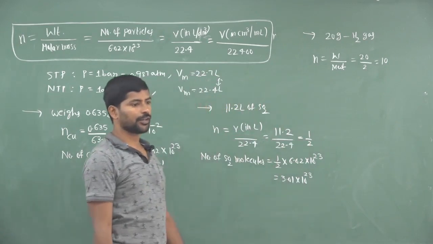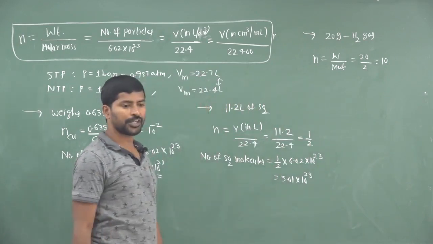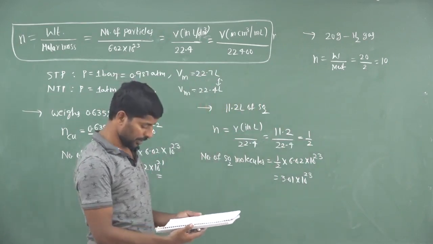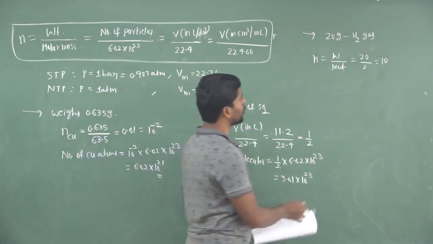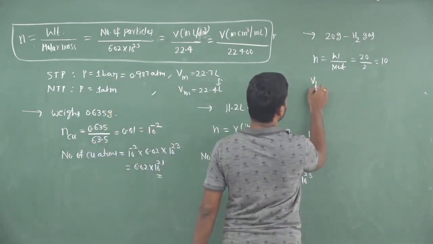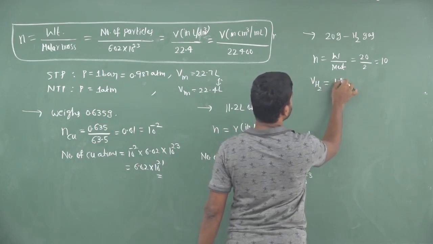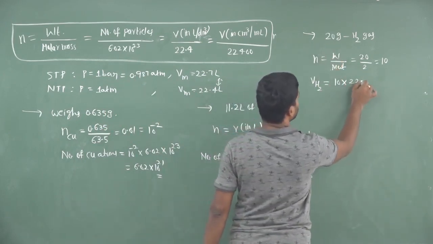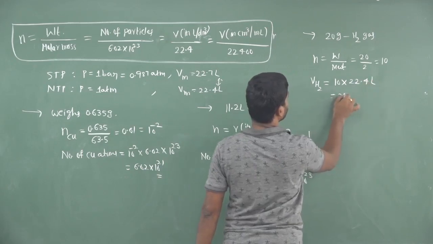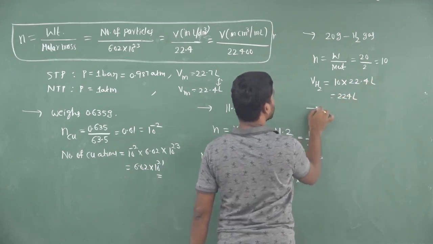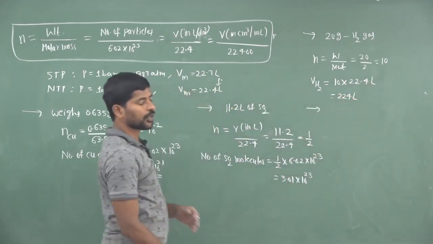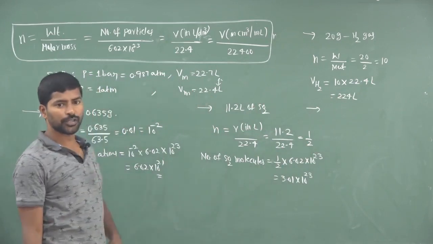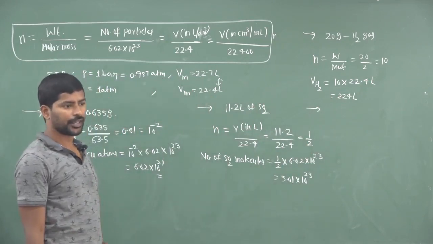What is the question? Volume occupied by 20 grams of hydrogen gas under NTP conditions. So what is the volume? 10 into, 1 mole of each gas occupies how many liters under NTP conditions? 22.4 liters. Therefore we get 224 liters. So 20 grams of hydrogen gas occupies 224 liters under NTP conditions.